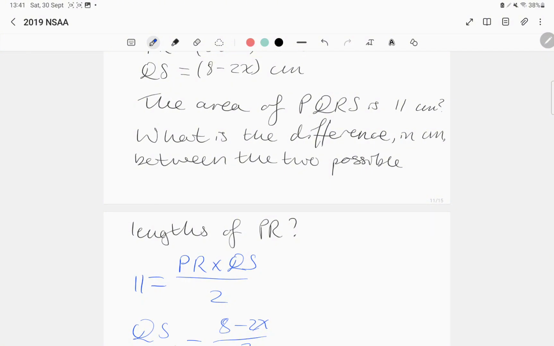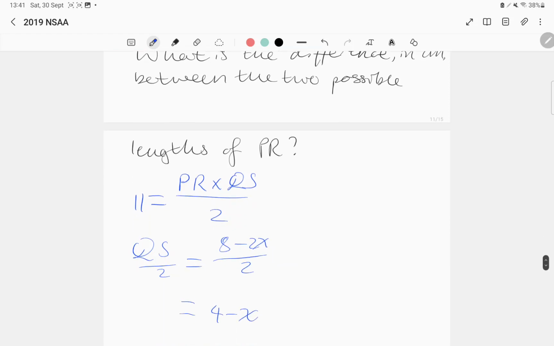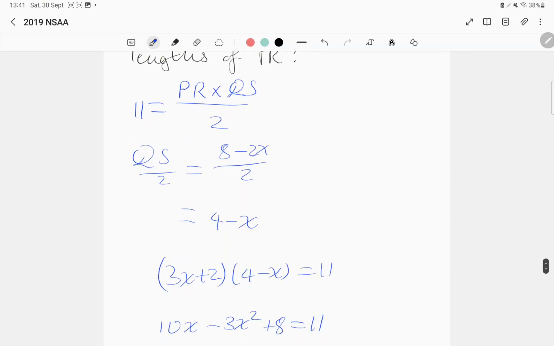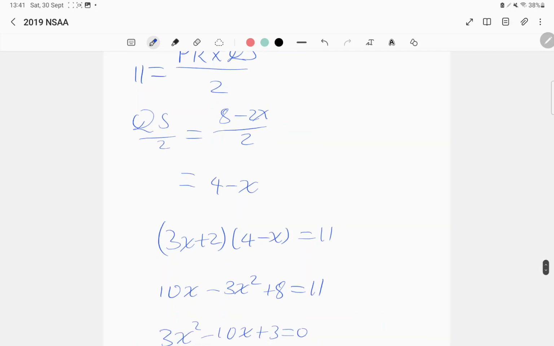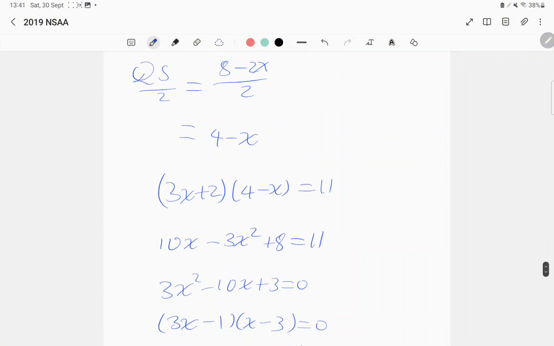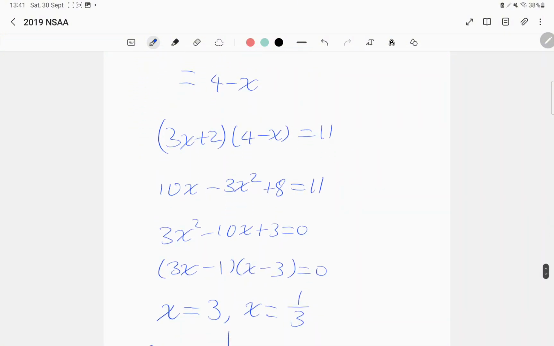We'll start by saying that the area, 11 centimeters squared, is half the product of the diagonals. So 11 equals PR times QS over 2. QS over 2 equals (8-2x) over 2, which is 4 - x. Therefore, (3x+2)(4-x) equals 11.